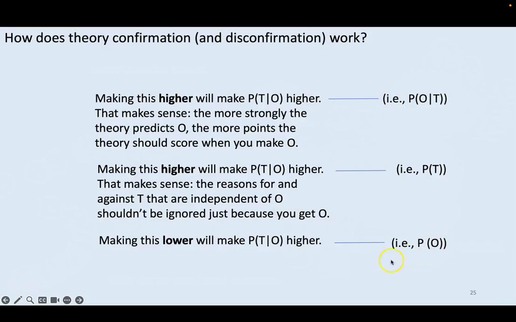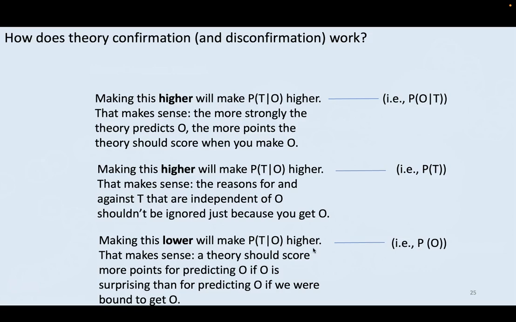Finally, the probability of the observation, making that lower will make the probability of the theory given the observation higher. So why would it happen in that direction? Well, the basic idea is this, that a theory should score more points for predicting something that's surprising, that is, for an observation that's very improbable, than it should score for predicting something that's unsurprising, that is, an observation that's very probable.